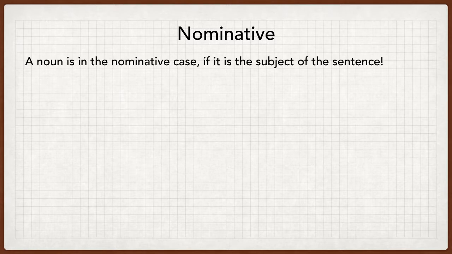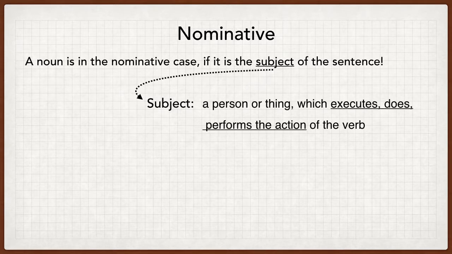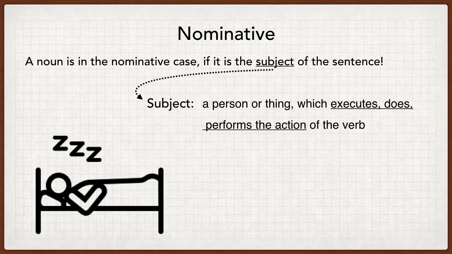So, a noun is in the nominative case if it is the subject of the sentence. So, what is a subject? A subject is a person or thing which executes, does, or performs the action of the verb. For example, here we have a girl who's sleeping. So the sentence is the girl sleeps. The girl is the subject because she's performing the action of sleeping.